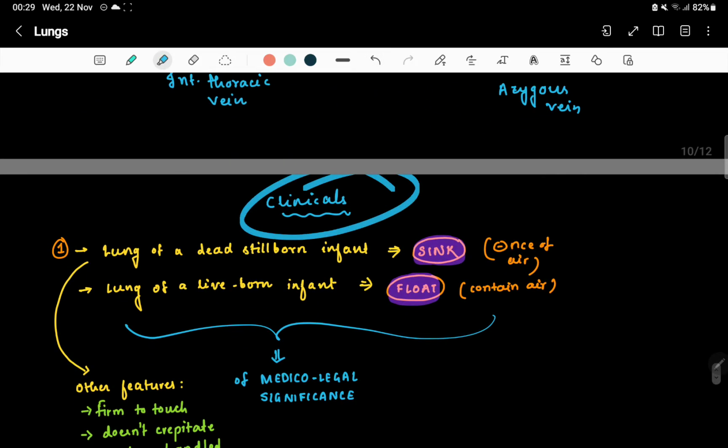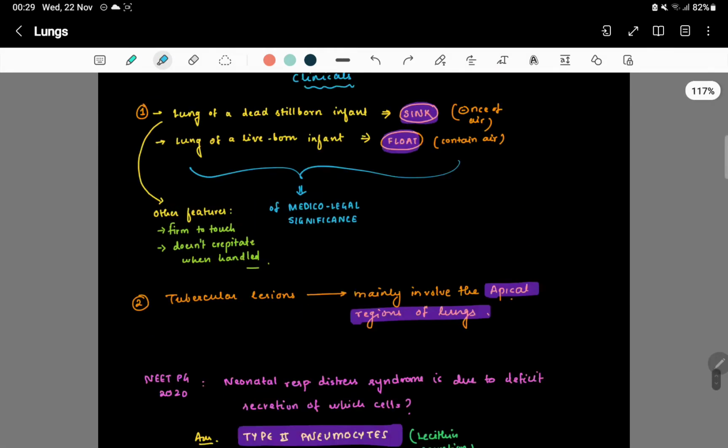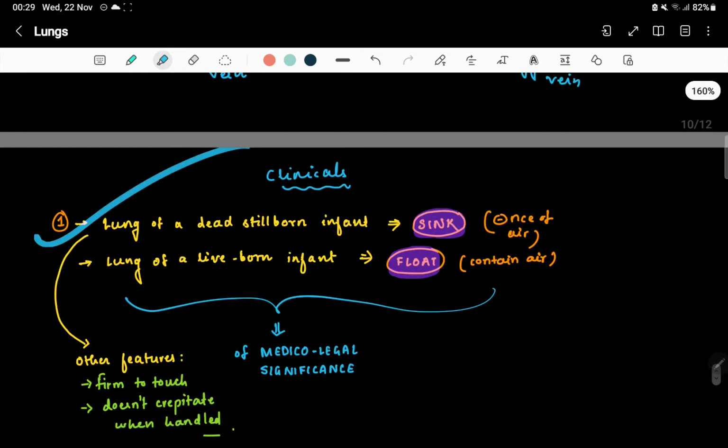What are the clinicals? Very important clinicals are there in the lungs. Just be 2-3 minutes.